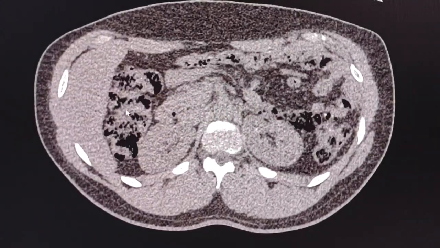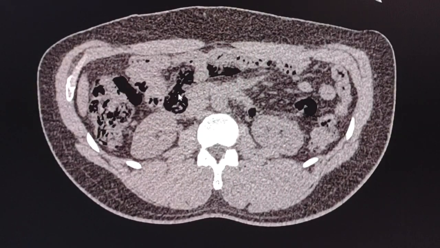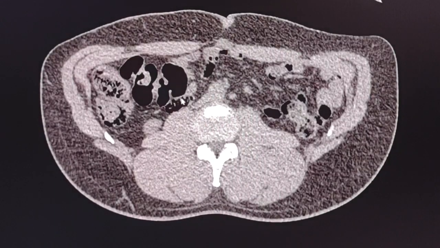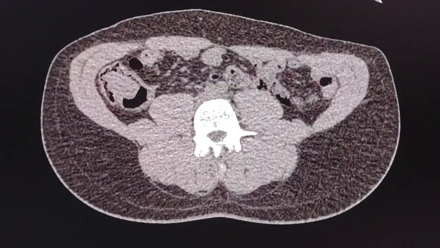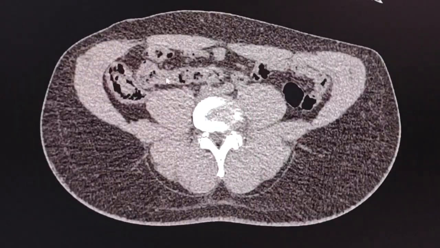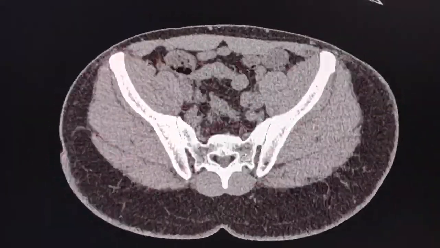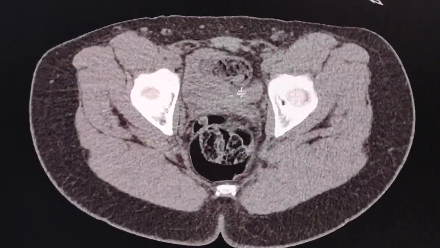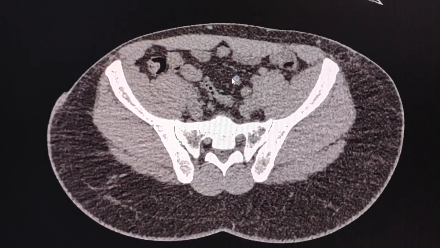So here is the large bowel, and in the middle there are several small bowel loops here and there, which show significant fecalization. Here, here, most importantly here. I will show you in coronal views and we will discuss this case.